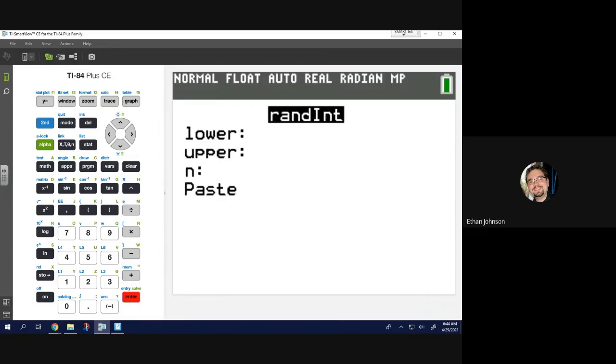And we'll enter. Now, our lower number will always be 1. Our upper number is the number of options that we have. So there were 6 prizes, so 6. N will be 1. And we're going to go to paste.